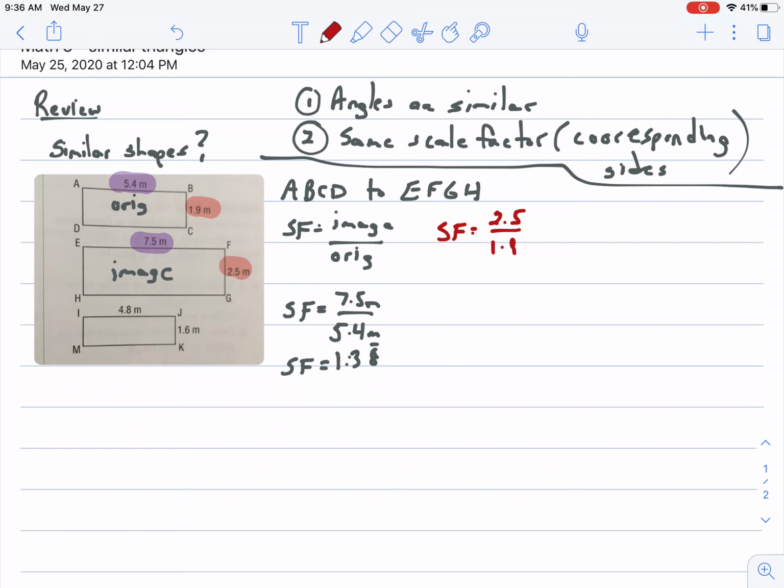I get a number that's similar. It's close, but it's not quite perfect. It should be the exact same number. So I get a scale factor of 1.3157 and a few other numbers. You'll notice these are not the same. Because these are not the same, it's not similar.